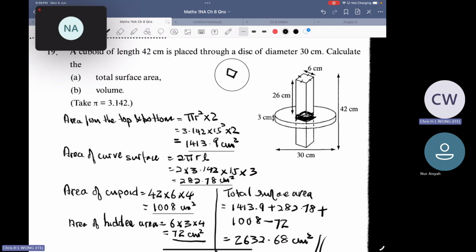Easy, right? So what's the strategy? First of all, can you calculate the volume of the cuboid? No problem: length times breadth times height. Can you calculate the volume of the cylinder? Yes. But when you calculate the volume of the cuboid, you actually count the hole inside two times, so you just have to minus one part away.